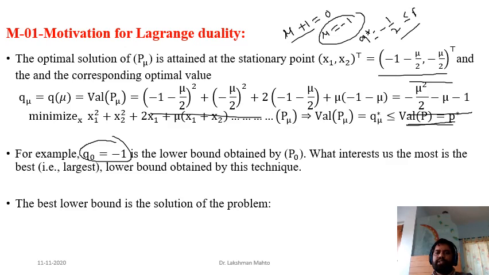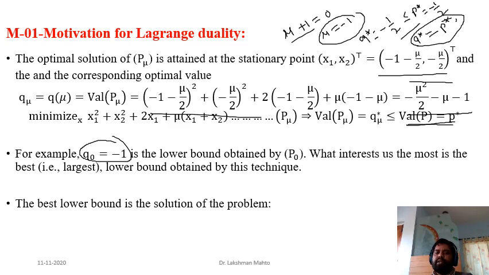What was the value of p star? In the first problem we had already seen the solution. p star was negative of half. So we observe here that q star is equal to p star. What does it say? It says that strong duality is satisfied. When there is strong duality, the optimal value of the primal problem is equal to the optimal value of the dual problem.